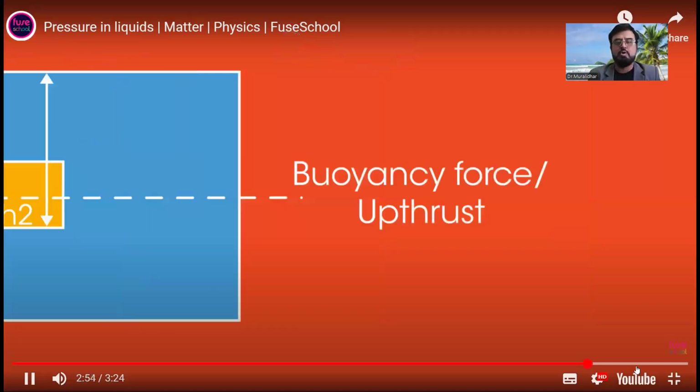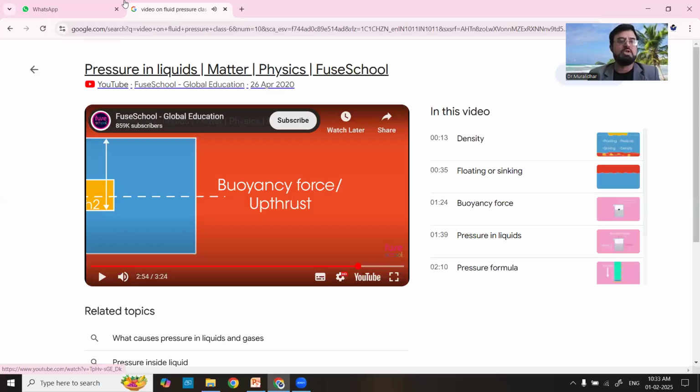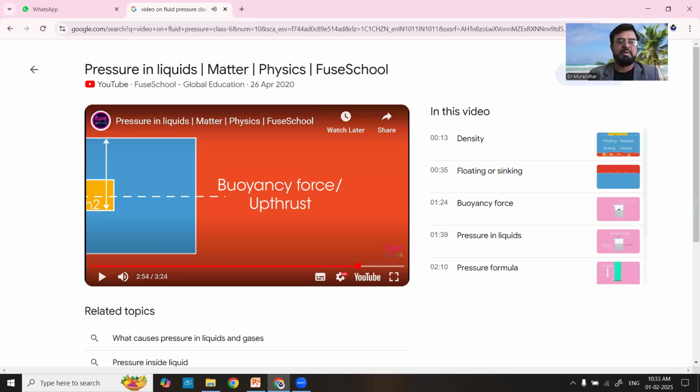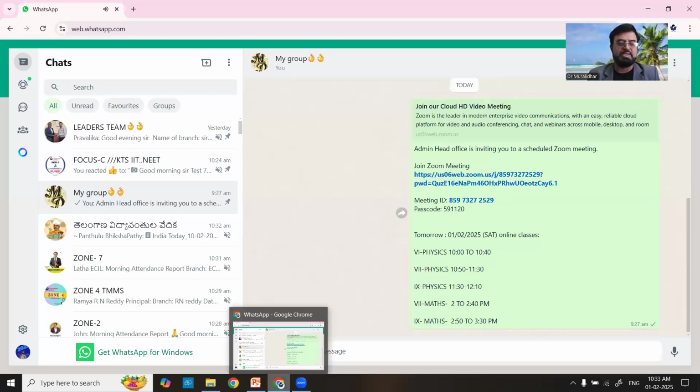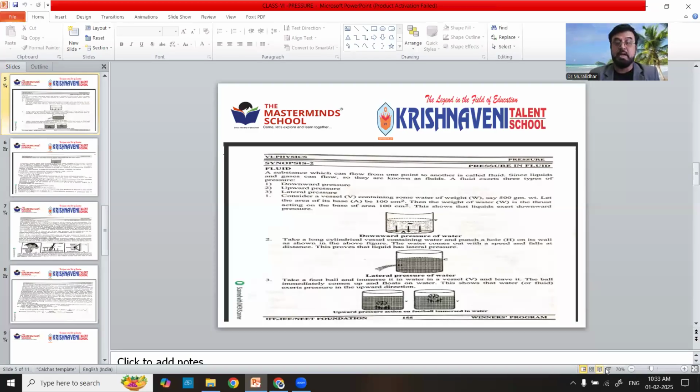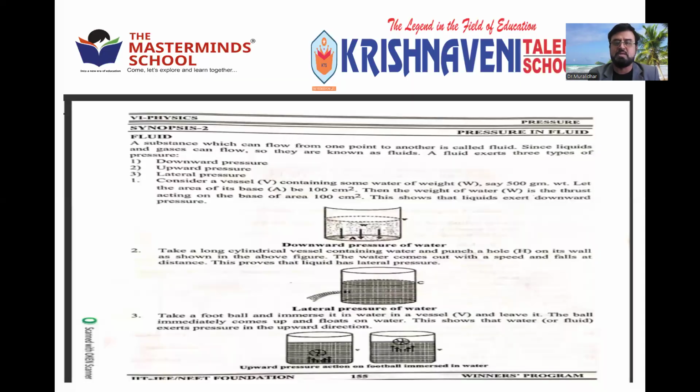So that clearly indicates that there is a force exerted upwards, downwards, as well as laterally. Pressure is exerted by liquid in many directions. So that is the very important upward pressure, which is very important to come across. There are many uses of upward pressure in our day-to-day life.